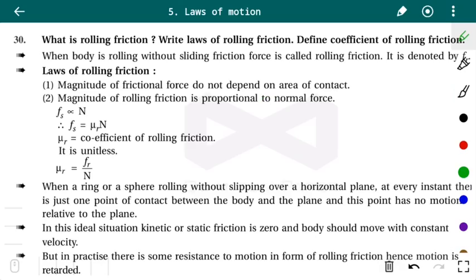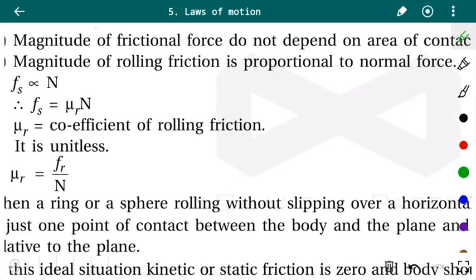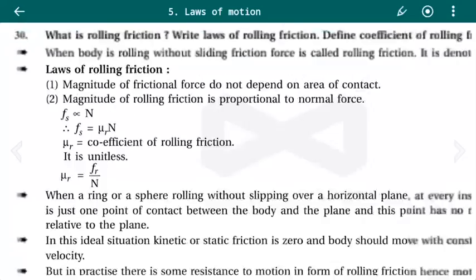It is unitless. Why is it unitless? Because mu r equals Fr upon N. Here Fr is the rolling friction, so its unit is Newton. And in the denominator we have the normal force, whose unit is also Newton. So this gets cancelled out and it is unitless. Also, it is dimensionless.